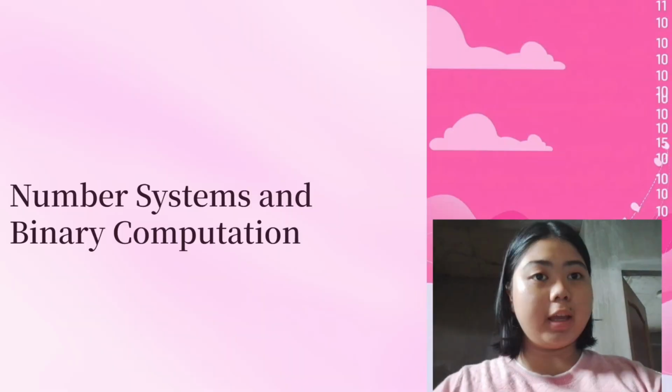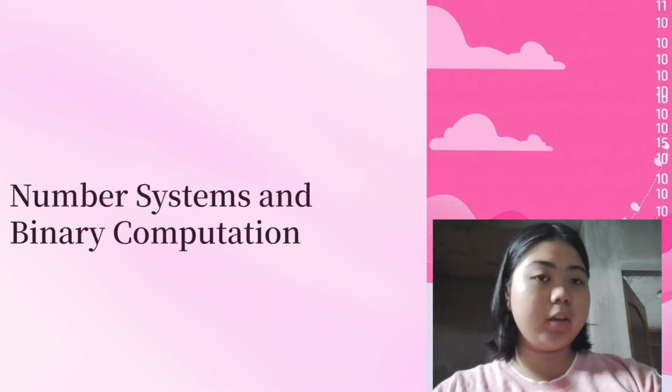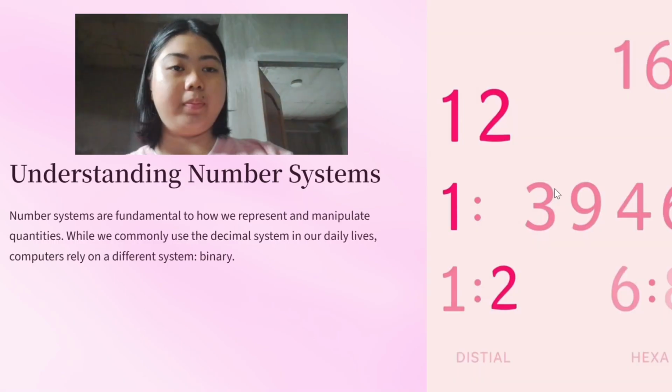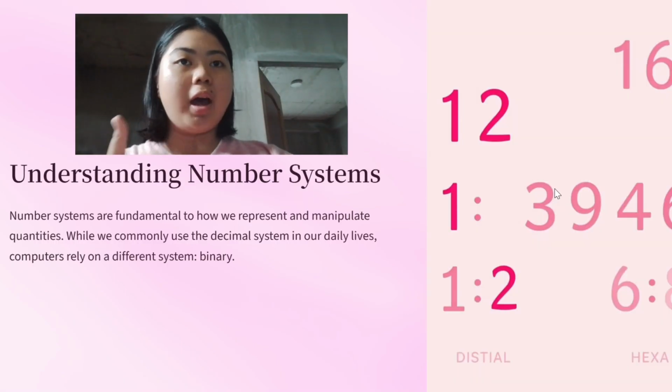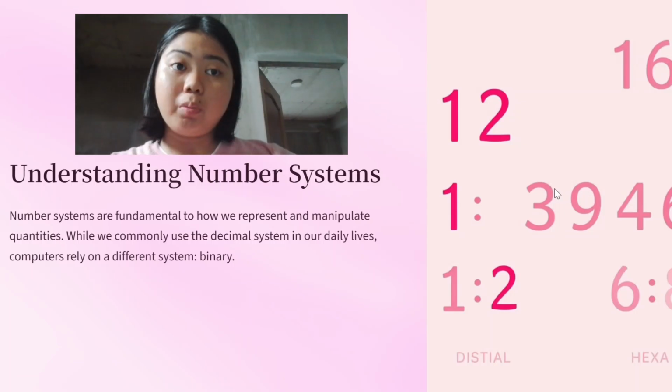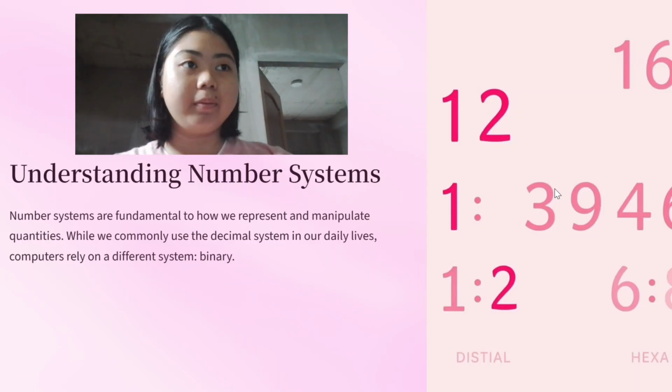Good day, everyone. Today, we are talking about number systems and binary computation. What is a number system? Number systems are fundamental to how we represent and manipulate quantities. While we commonly use the decimal system in our daily lives, computers rely on a different system, like binary.